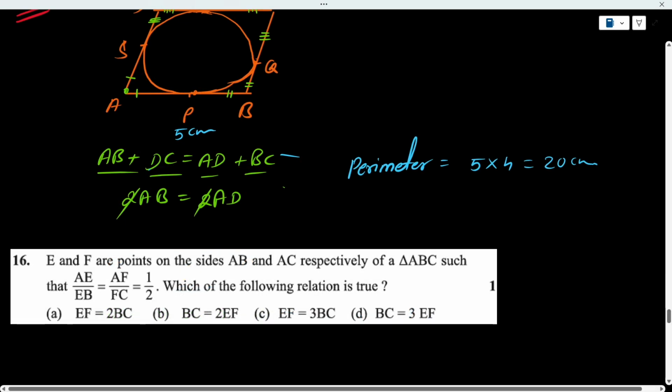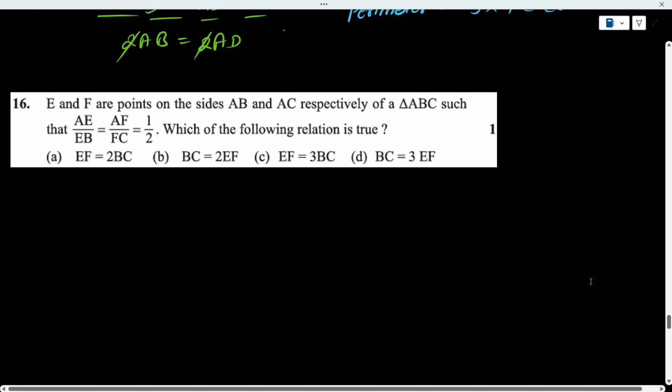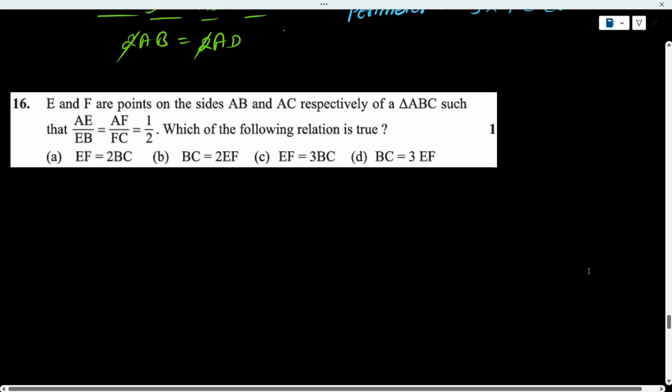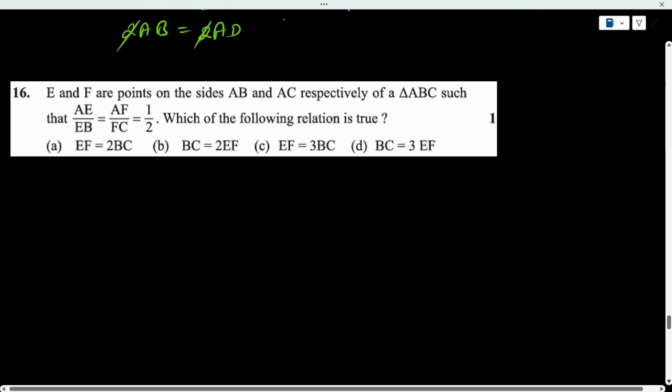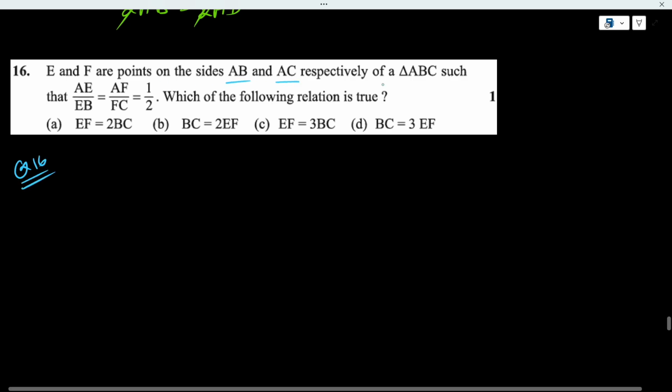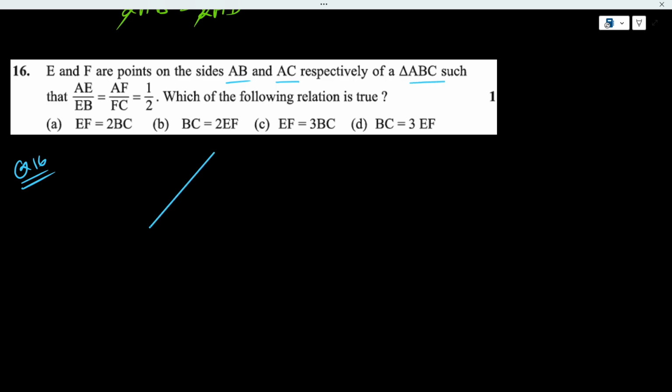Now take the next question here, question number 16. What is given here? The previous question was based on circles. Again, this is the geometry chapter, which is triangles, right? So question number 16, what is given here? Let us read the first question. E and F are points on the sides AB and AC respectively of triangle ABC. So let us first draw triangle ABC.